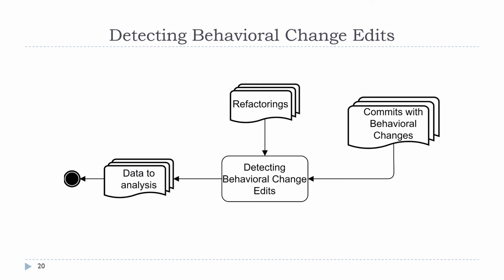Finally, on the Detecting Behavior Change Edit step, we list the extra edits applied in commits with both refactoring and behavior changes. For that, we use the ChangeDistiller tool, which is a tool that compares two versions of an abstract syntax tree and classifies the source code edits performed between them.